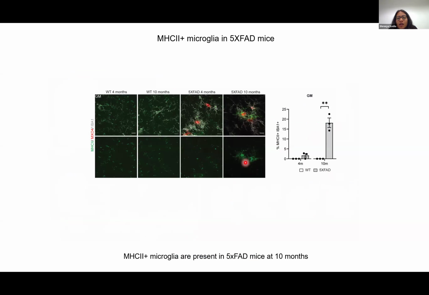MHC2 is marked in green. In this panel, microglia is marked in gray and plaques are stained in red. I noticed an increase in the number of MHC2 positive microglia in 5XFAD animals at 10 months. This population barely exists in wild-type animals.